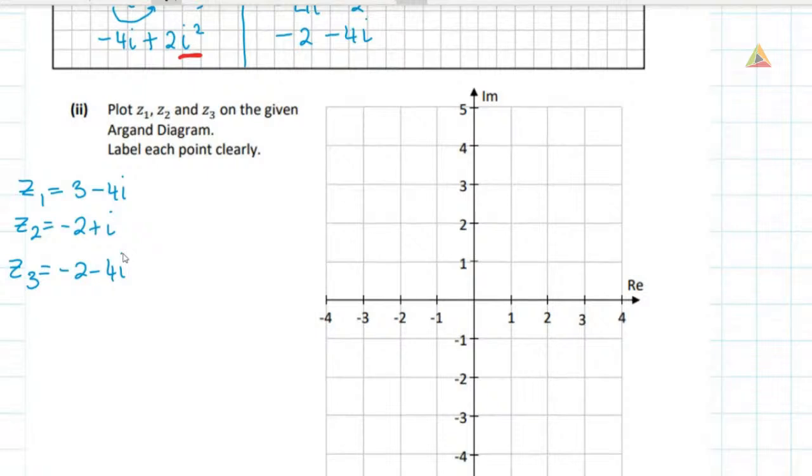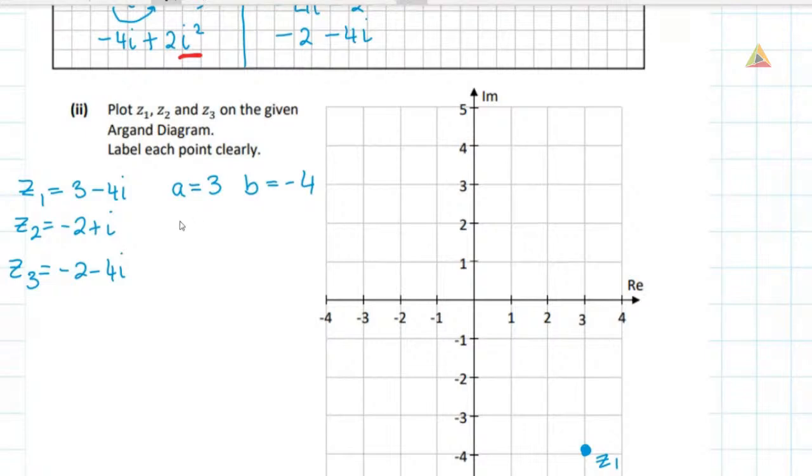So again, we're going to see we have our real parts and our imaginary parts. So in Z1, our real part is going to be 3. And our imaginary part, so b, is going to be -4. So I'm going to go across my real axis to 3 and down on my imaginary axis to -4. And I'm going to draw my dot at the junction between those, and we're going to call that Z1.